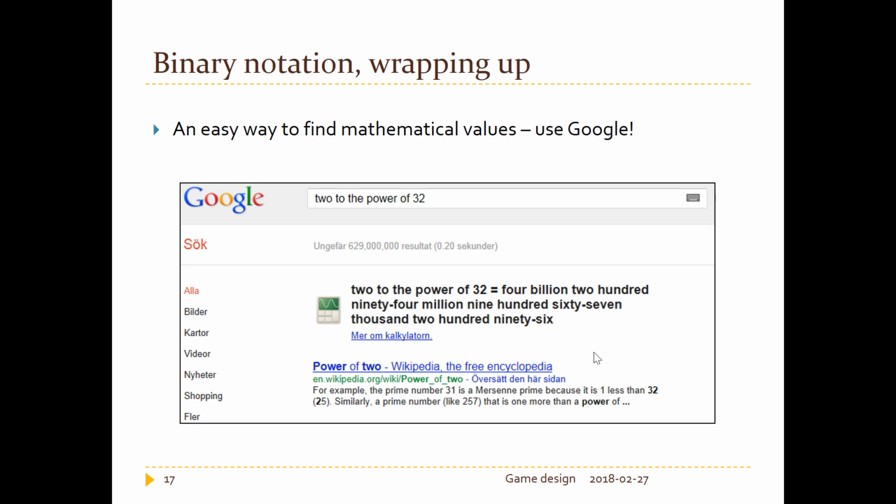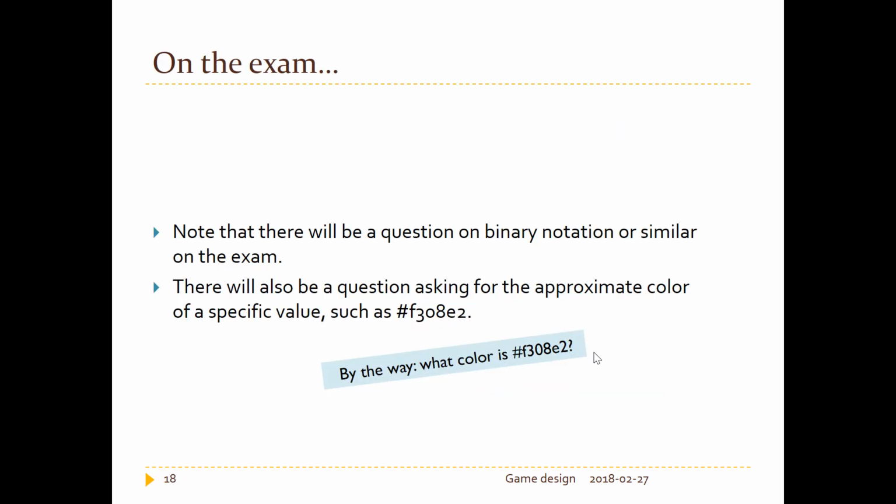Okay, if you really want to find out the mathematical values, well, you can use Google. Just type in 2 to the power of 32 and you get exactly how much that is. On the exam, there will be a question on binary notation or similar. So some question related to this. There will also be a question relating to the approximate color of a specific value, such as the one on the slide here.